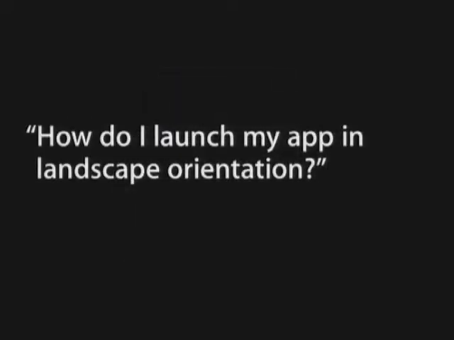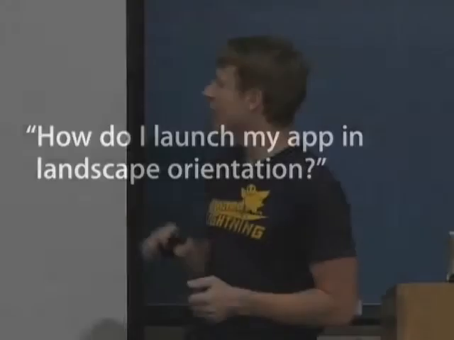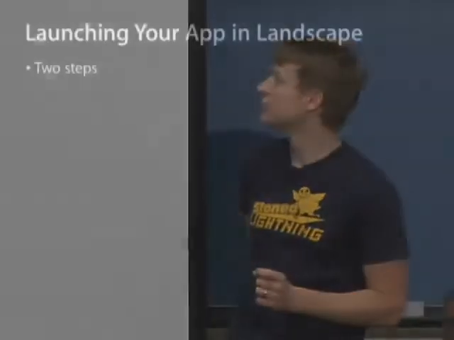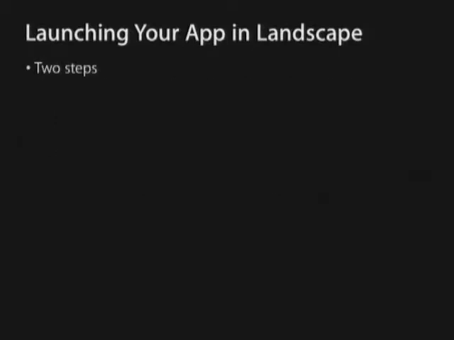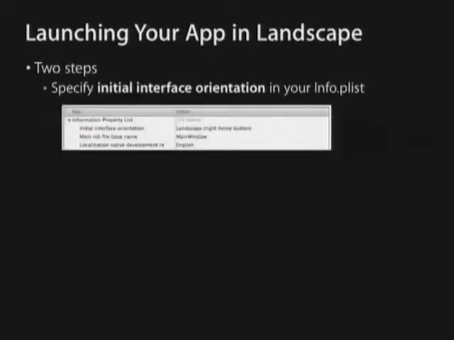First question, how do I launch my app in landscape orientation? Maybe you've got a game, maybe you've got some app which is really designed for landscape, and you want it to come up in landscape by default when you first launch it. How do you do that? There are 2 steps here. The first one is to specify the initial interface orientation in your Info.plist.